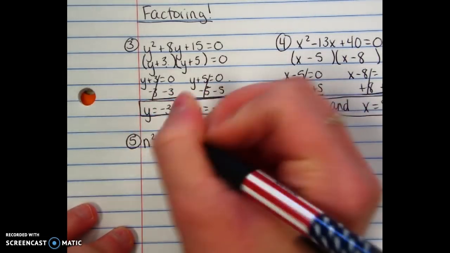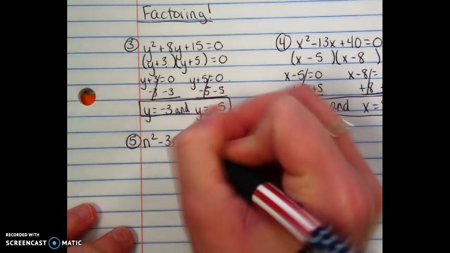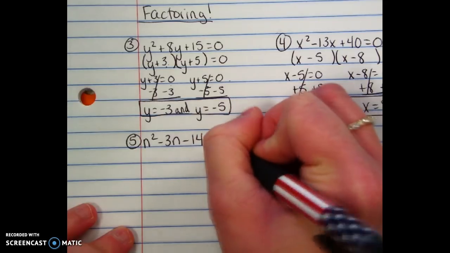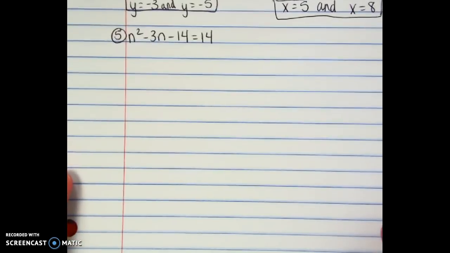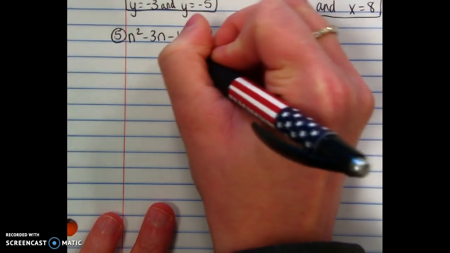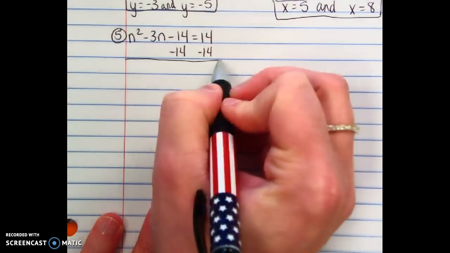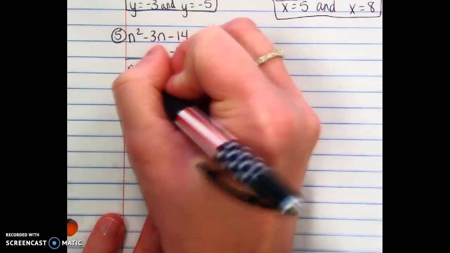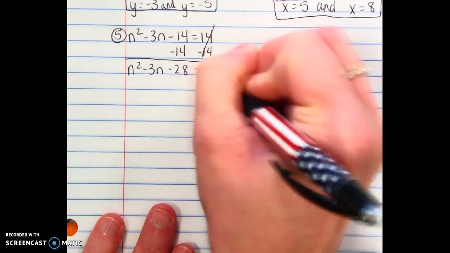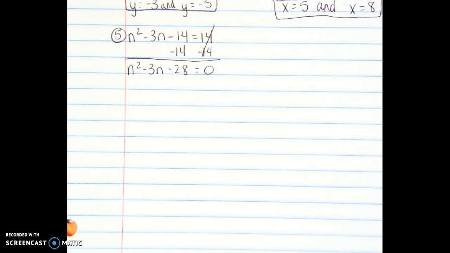n squared minus 3n minus 14 equals 14. On this one, I don't have 0 on one side, so I'm going to have to move that 14 over. So subtract 14. That gets me n squared minus 3n minus 28 equals 0. And now I factor it.